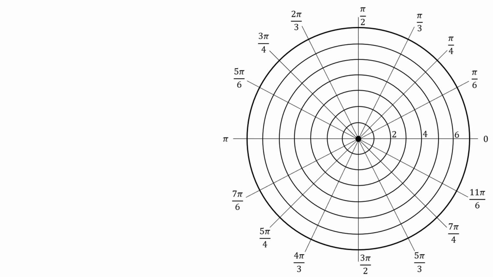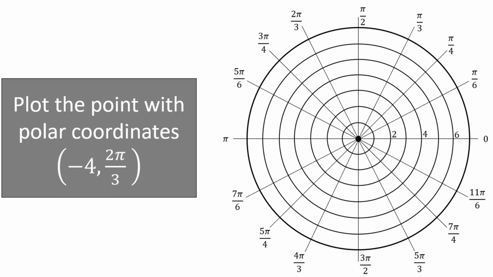Okay, let's try one more. We are asked to plot the point with polar coordinates negative 4, 2 pi over 3. Now this is a little bit different because we actually have a negative value for our radius. So what does that mean? Well, let's first just think about our angle. Our angle is 2 pi over 3. So where is 2 pi over 3? Well, that would be right here.